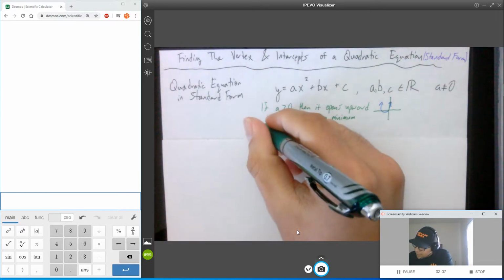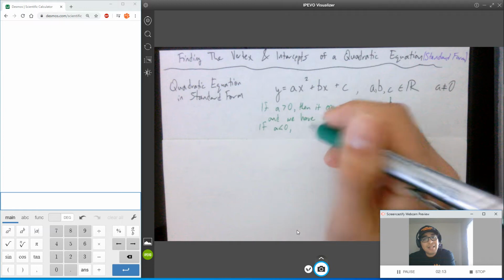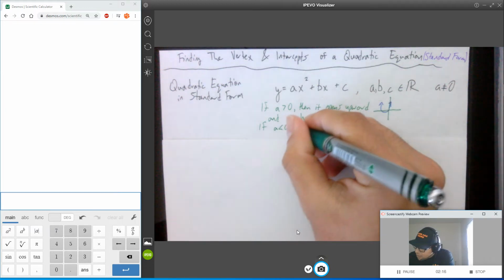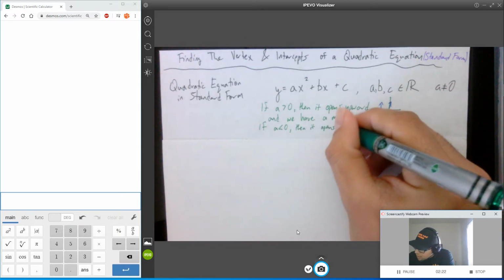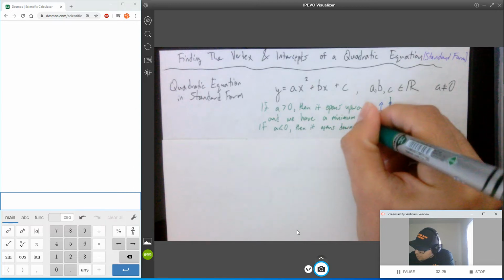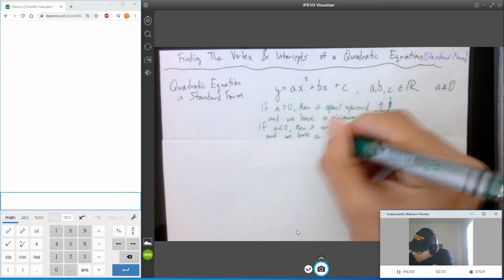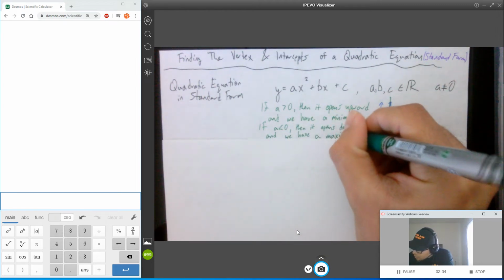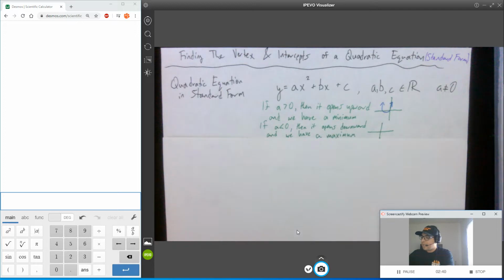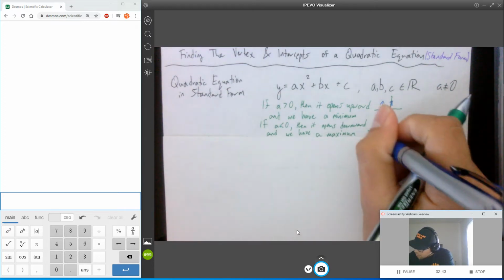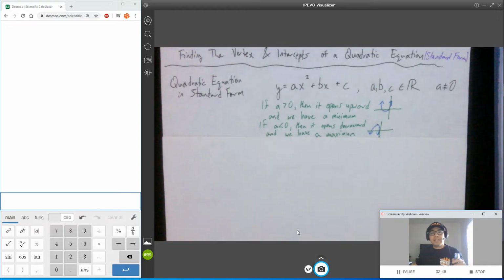Another thing, if a is less than 0, meaning that a is a negative number, then it opens downwards, and we have a maximum at the vertex. So if I were to draw a set of axes, it'll look something like this, and that will be our max right there, right? That would be our maximum.